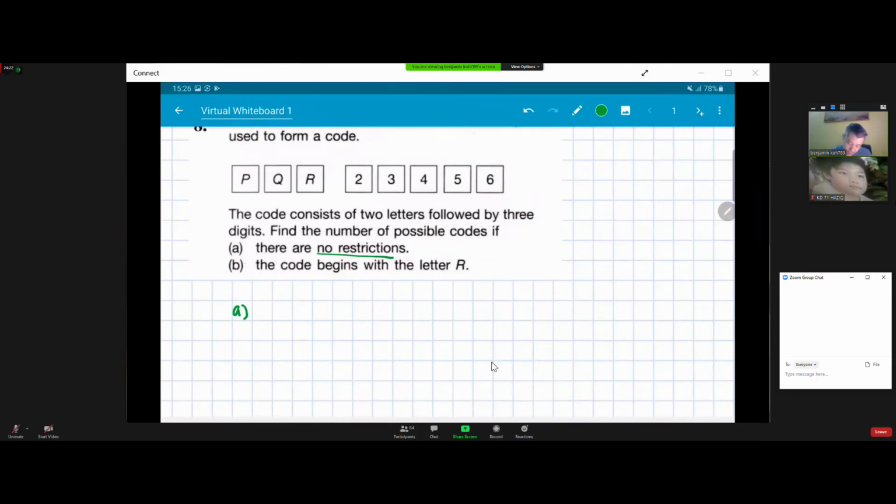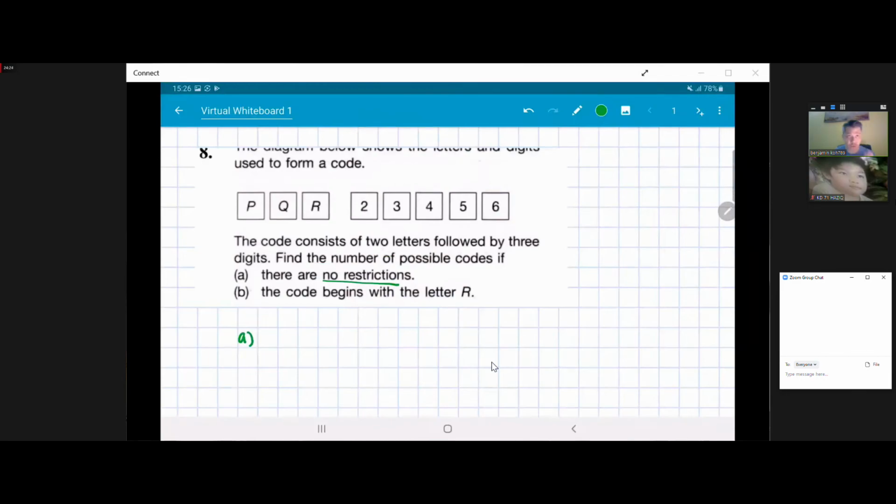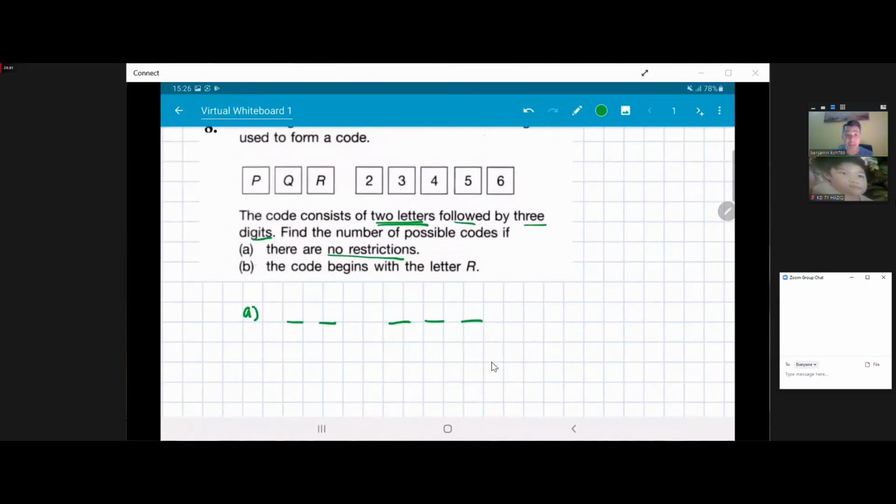It says here the code consists of two letters followed by 3 digits. So in front letters, behind digits, you've got 3. When they say A, no restriction, it means we don't have any further restriction. Tiada syarat yang berlebihan. So the front is 3P2, the back is 1, 2, 3, 4, 5. So 5P3. Can you understand? Can you multiply? Okay. Following the instruction given.